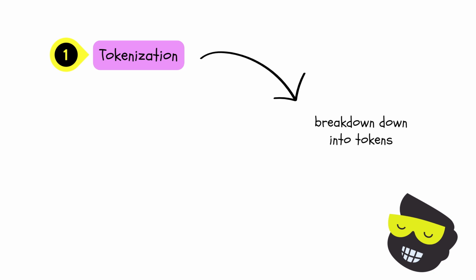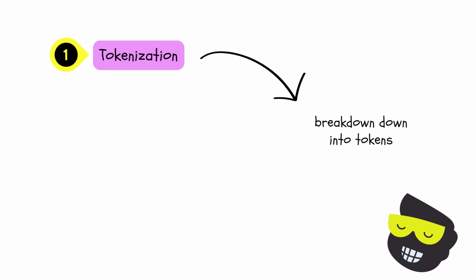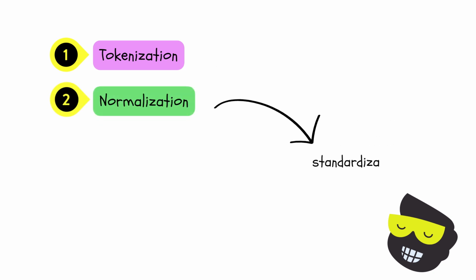Here's a simple step-by-step. Tokenization. So tokenization, the text is broken down into individual terms or tokens. Normalization, tokens are standardized, converting to lowercase, removing punctuation, etc.